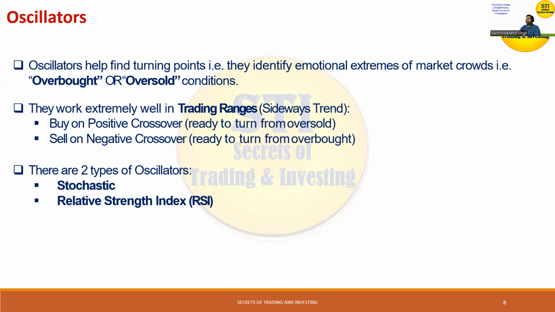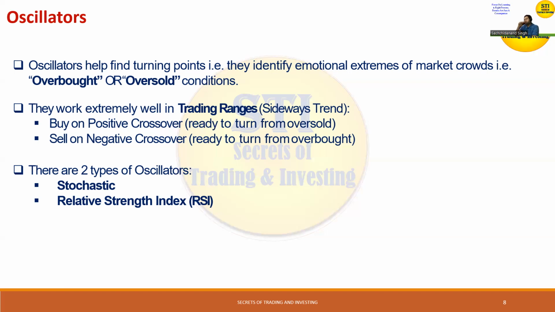Typically, they show us the extreme emotions of the market. Extreme emotion means that if the market is really overpriced or undervalued, these oscillators help us understand those extremes. Those extreme emotions are known as overbought or oversold. In a practical scenario, there is nothing called overbought, because the number of shares sold equals the number of shares bought at any point of time.